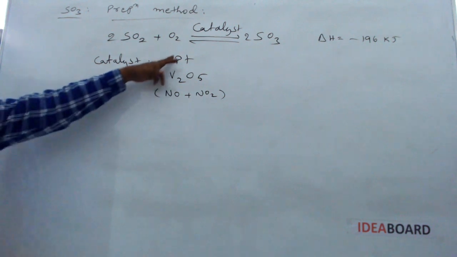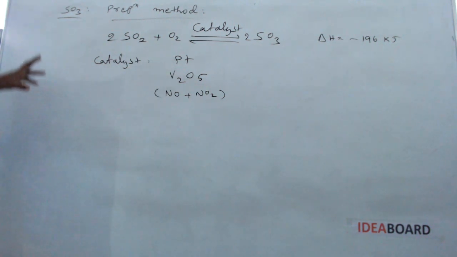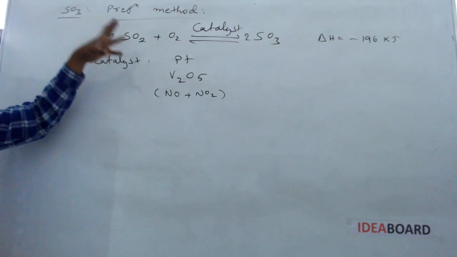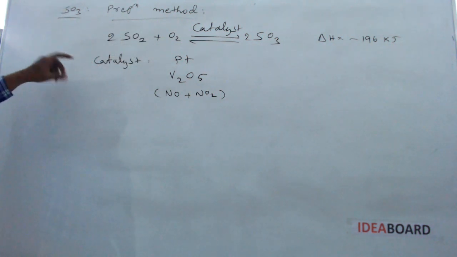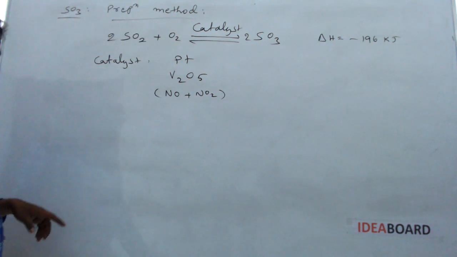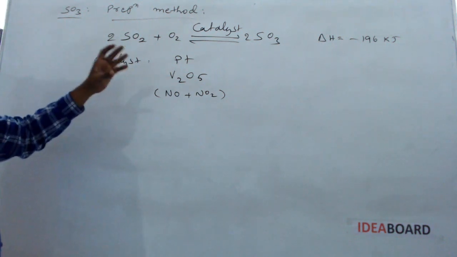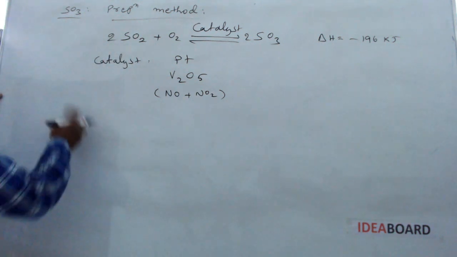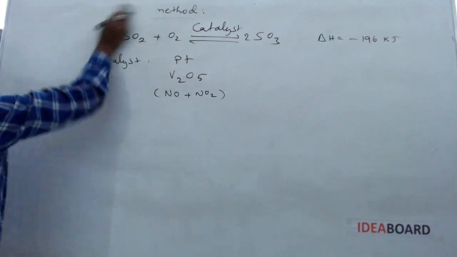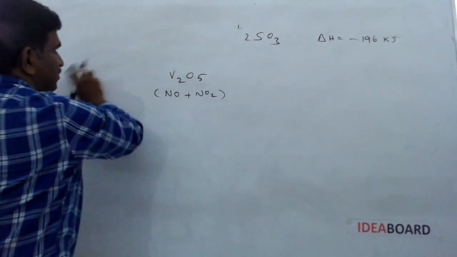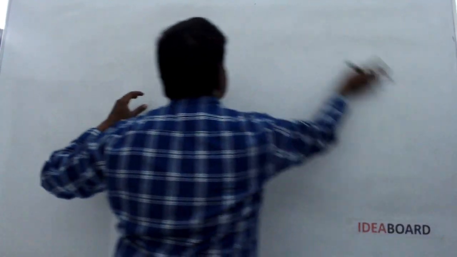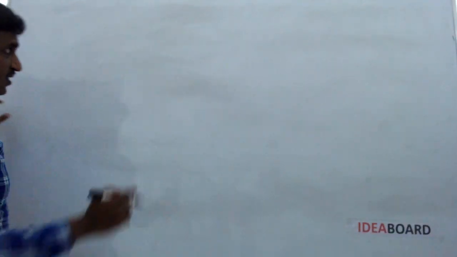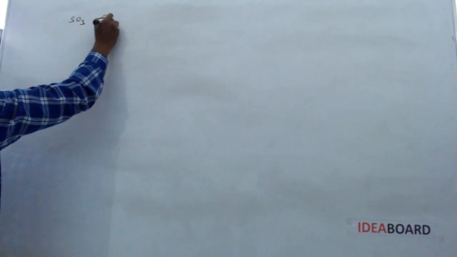Any of these can be taken as a catalyst, and at Le Chatelier temperature and pressure conditions we use this reaction for the preparation of sulfur trioxide, and this is an important intermediate step in the preparation of sulfuric acid by contact process. Okay, this is preparation of sulfur trioxide. And next, properties. Sulfur trioxide properties.